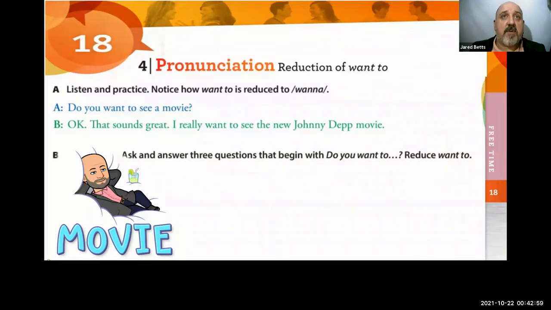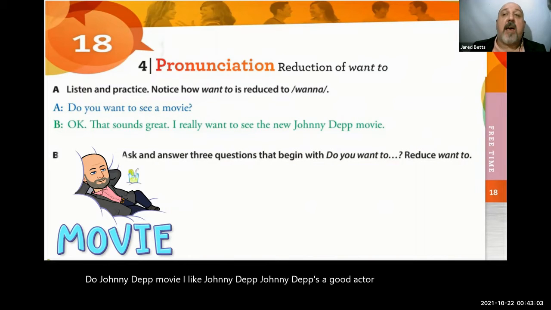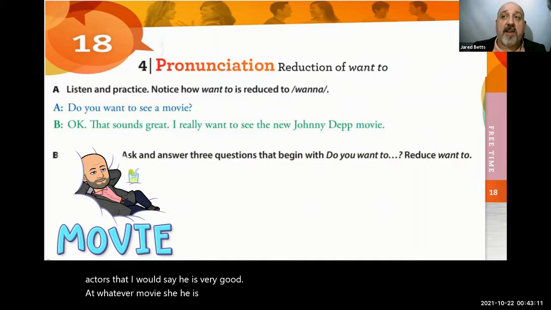New Johnny Depp movie. I like Johnny Depp. Johnny Depp's a good actor. He's one of the few actors that I would say is very good at whatever movie he does. He is always very good. He's always a good actor. But some actors, they're not as good.